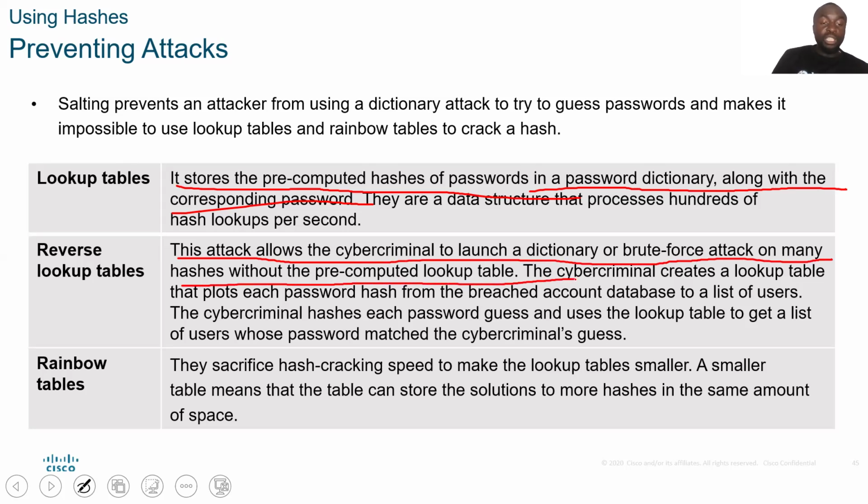How about the rainbow tables? They sacrifice hash cracking speed to make the lookup table smaller. So the smaller table means that the table can store the solutions to more hashes. So basically, you have ways to prevent attacks, and you have ways that attackers can use to break in.